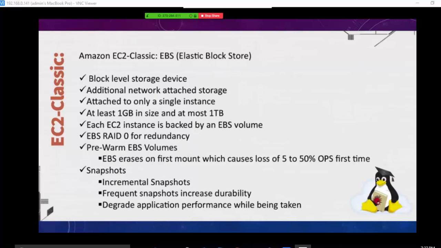Then EBS is Elastic Block Store. So what is Elastic Block Store? It is a block level storage device, definitely block storage. It is additional network attached storage. You can add additional storage with this, but it can be attached to only a single instance, meaning only one you can attach. As I told you, SDA was already sda1, you can create sda2.